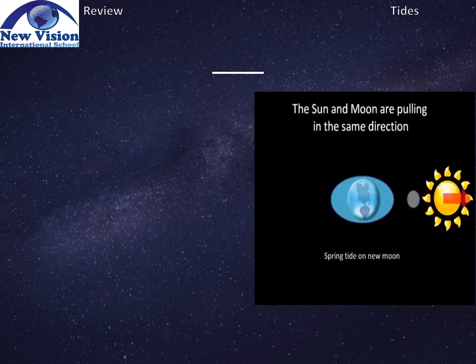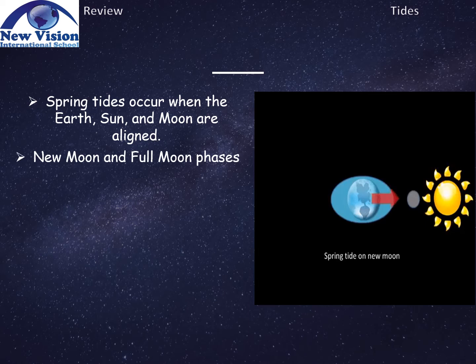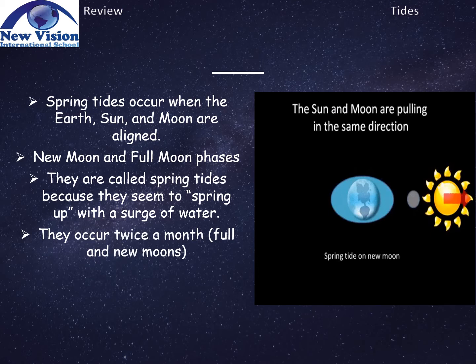Okay, remember, spring tides occur when the Earth, sun, and moon are aligned. Spring tides occur during new moon and full moon phases. They are called spring tides because they seem to spring up with a surge of water, and they occur twice a month during full and new moons. Okay?